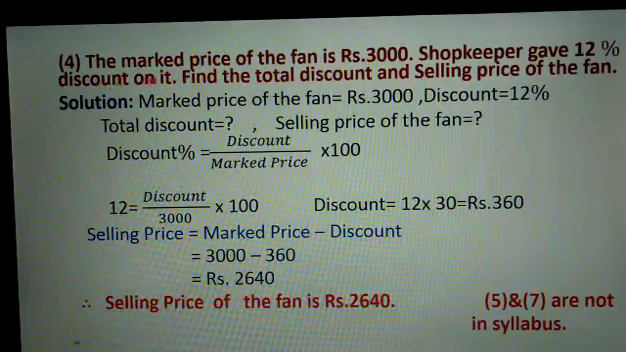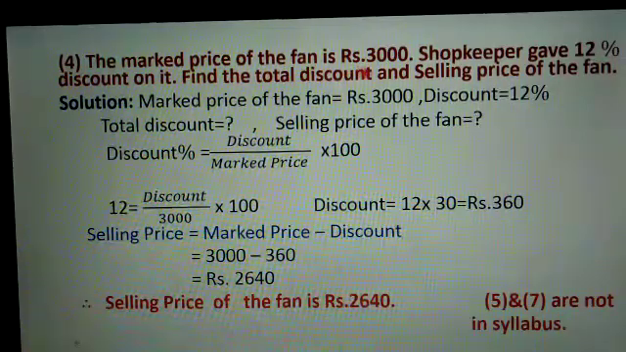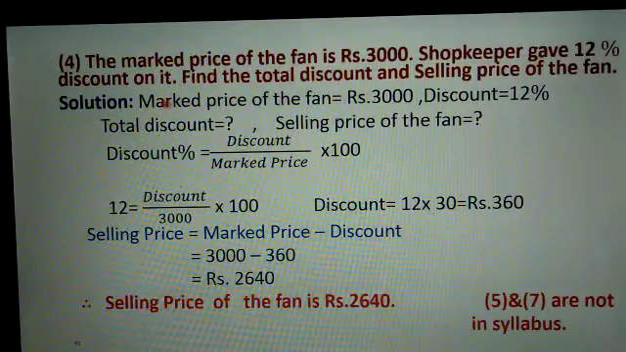And children, let us come towards the fourth sum of that exercise. The mark price of the fan is rupees 3000. Shopkeeper gave 12% discount on it. Find the total discount and selling price of the fan. So here we have to calculate the total discount and selling price. So first of all, what is given? Mark price of the fan is given. That we will write in solution as rupees 3000, and discount is given as 12%. So what will be the total discount and selling price of the fan?